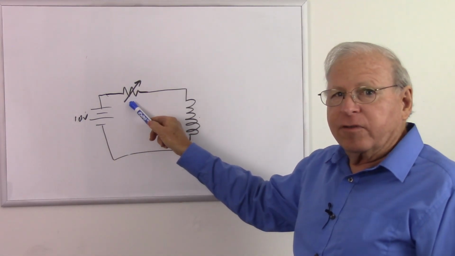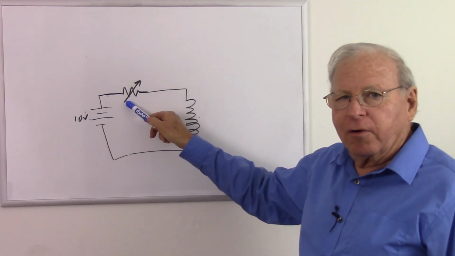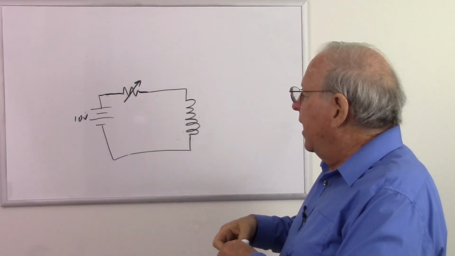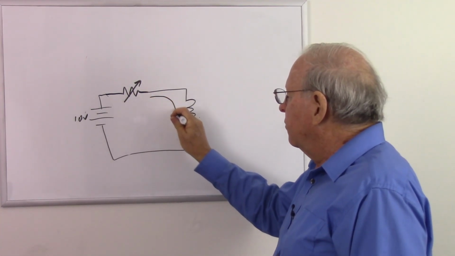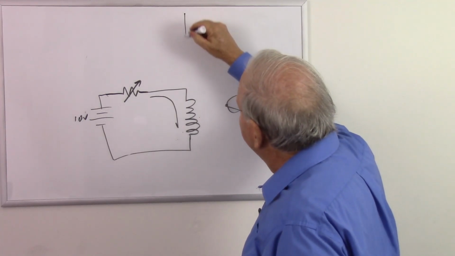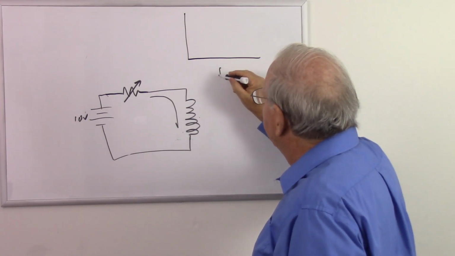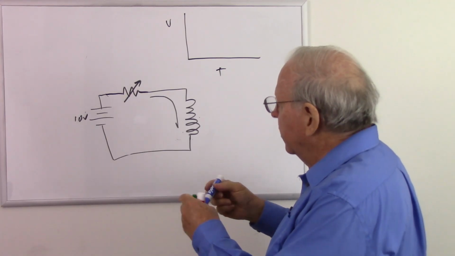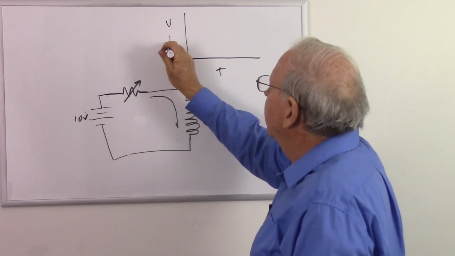Now, first make this a very low resistance, maybe on the order of 5 or 6 ohms. So now I am going to get a fairly large current that goes into the inductor. Let's draw our graph here again. Time, voltage, and again our current.